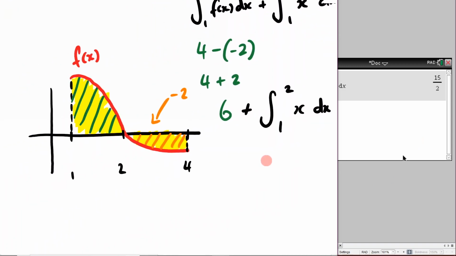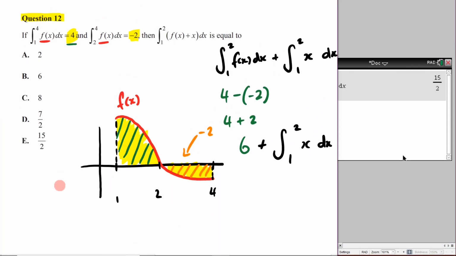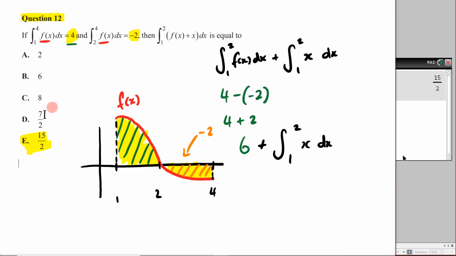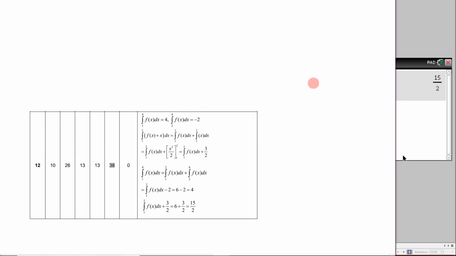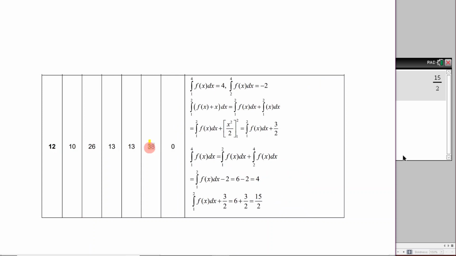I come over here and I can see that 15 on 2 is going to be E, just like that. If I come and now look at the examiner's report, so I'm saying 12E is my answer. If I come look here, you can see that that is correct. 38% of people got that. There's your answer right there.